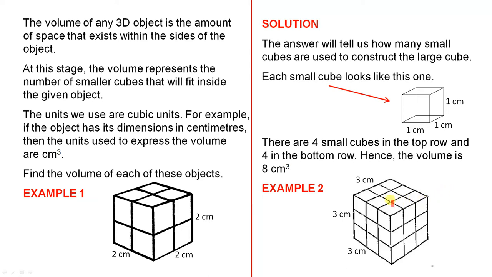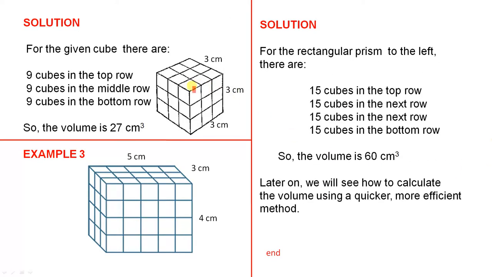Now this is example 2. This is a cube which is 3 centimetres by 3 centimetres by 3 centimetres. Now I've reproduced the cube here just for ease of reference. Solution. For the given cube there are 9 cubes in the top row, 3, 6, 9, 9 cubes in the middle row, and 9 cubes in the bottom row. So the volume is 27 cubic centimetres.